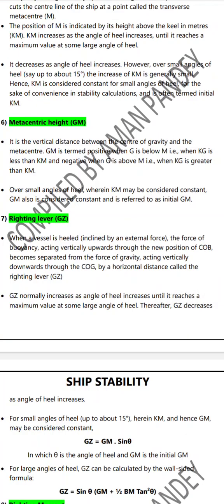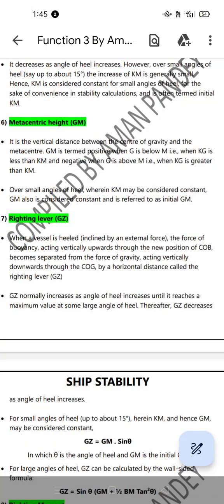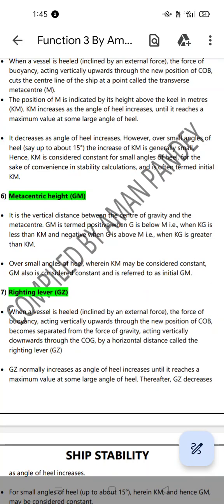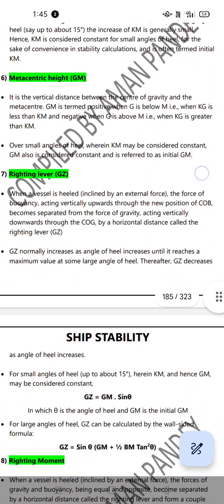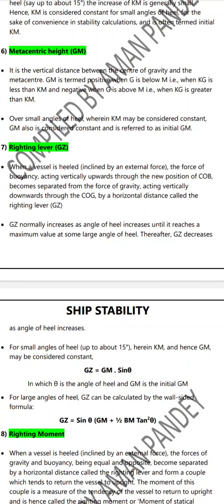Now, what is the metacentric height? The metacentric height GM is the vertical distance between the center of gravity and the metacenter. GM is positive when G is below M and negative when G is above M.